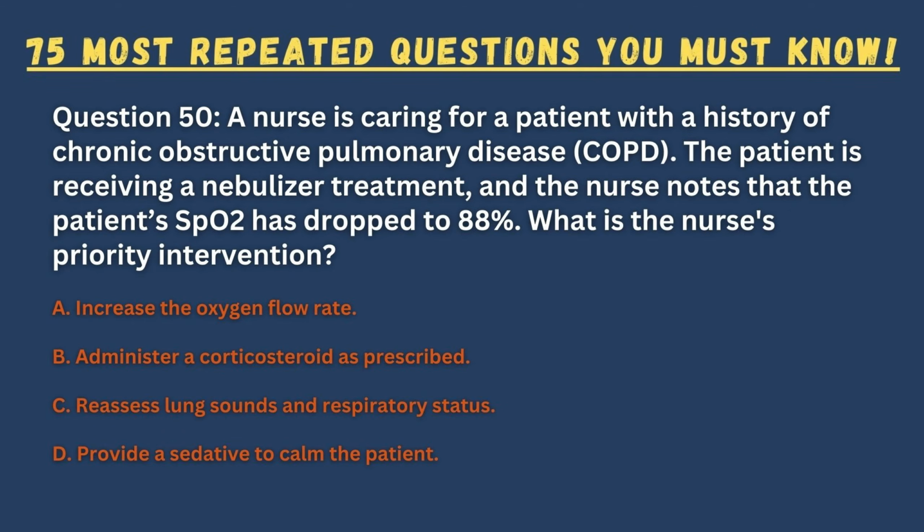Question 50. A nurse is caring for a patient with a history of chronic obstructive pulmonary disease, COPD. The patient is receiving a nebulizer treatment, and the nurse notes that the patient's SpO2 has dropped to 88%. What is the nurse's priority intervention? A. Increase the oxygen flow rate. B. Administer a corticosteroid as prescribed. C. Reassess lung sounds and respiratory status. D.